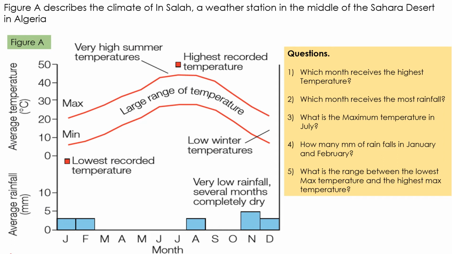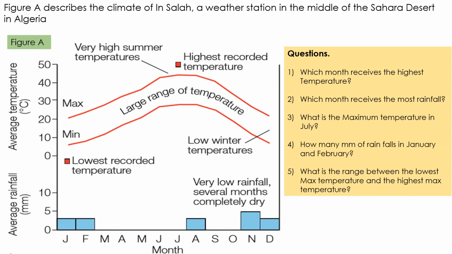Along with being able to describe location as geographers, another really important skill is to be able to accurately interpret climate graphs. And we're going to have a go at doing this by having a look at figure A. So figure A describes the climate of In Salah, which is in Algeria in the middle of the Saharan desert. You can see by looking at that climate graph that we've got both temperature and rainfall which has been recorded. Temperature, as you can see, is a line graph, and we've got both max and minimum temperature, so you can see the range of temperature throughout the months. Rainfall is as a bar chart, and you can see that below in the blue bar chart.